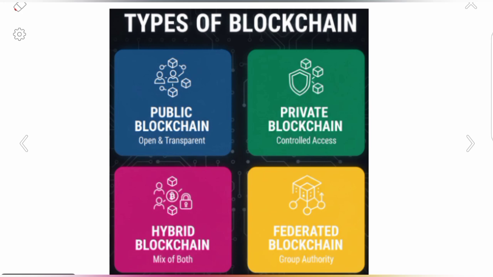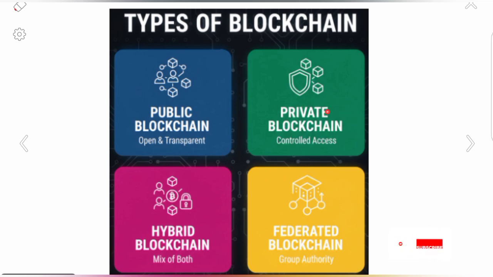So there are 4 different types of blockchain: the public blockchain, private blockchain, hybrid blockchain and federated blockchain. The federated blockchain is also called a consortium blockchain. First one, public blockchain is open and transparent. The name itself denotes that it is open to all and it is transparent. That means every transaction is visible to all the users in the network.